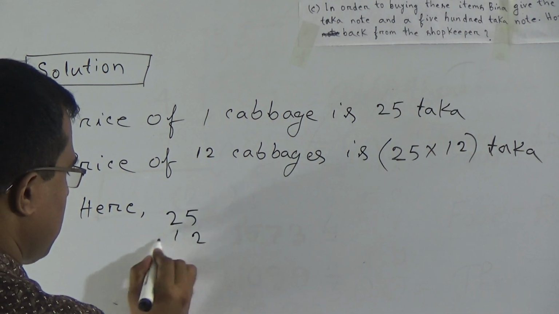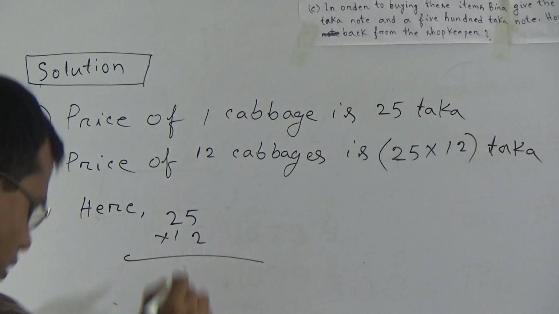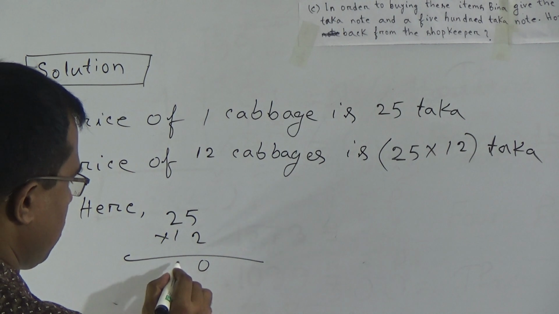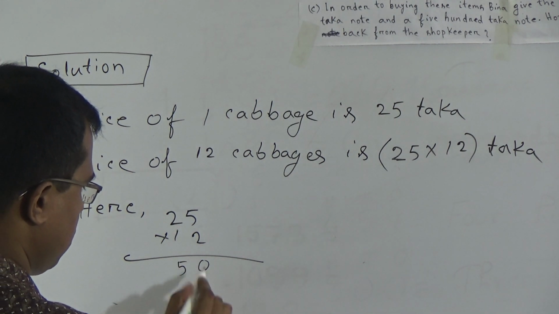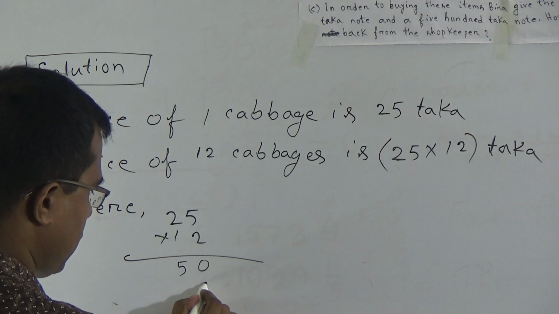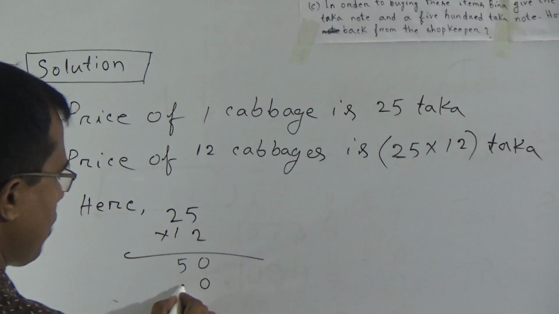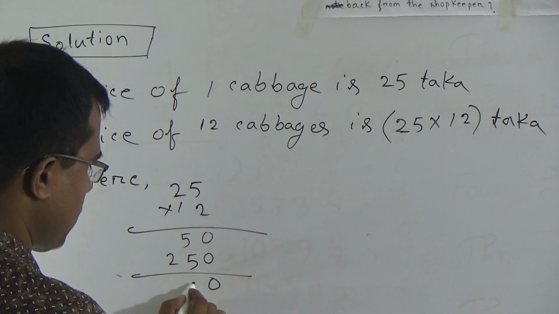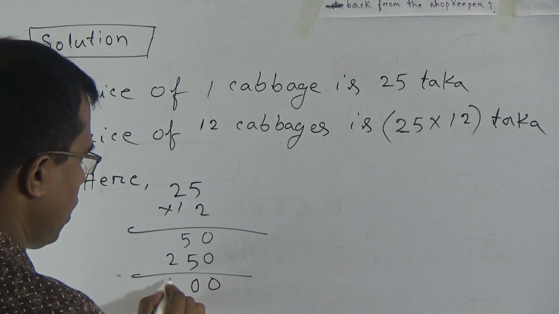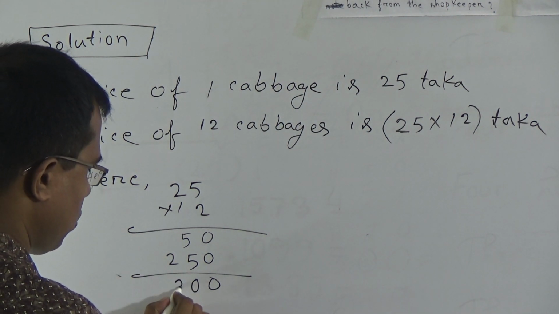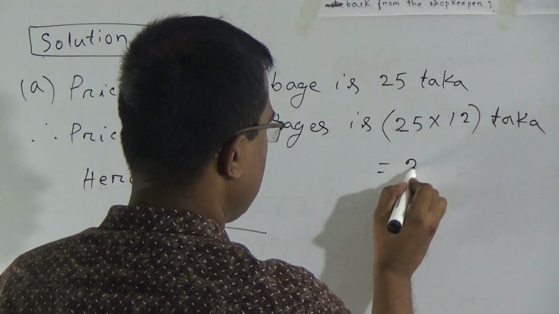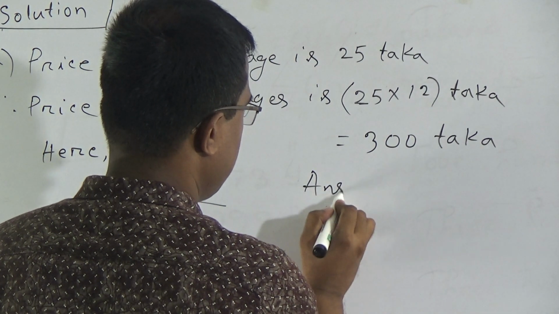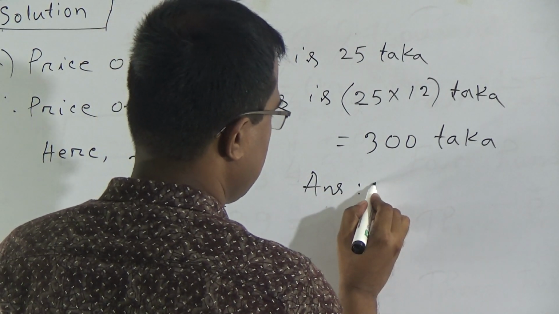25 multiplication 12. If we multiply this, 5 twos are 10. From 10 we will write 0, carrying 1. 2 twos are 4. 4 plus 1 is equal to 5. Then in the second step, in the first place we have to take 0. Then 1 five is 5 and 1 two is 2. Now if we add, 0 plus 0 equal to 0, 5 plus 5 equal to 10. From 10 we will write 0, carrying 1. 1 plus 2 is equal to 3. That means the answer will be 300 taka. The price of 12 cabbages will be 300 taka.